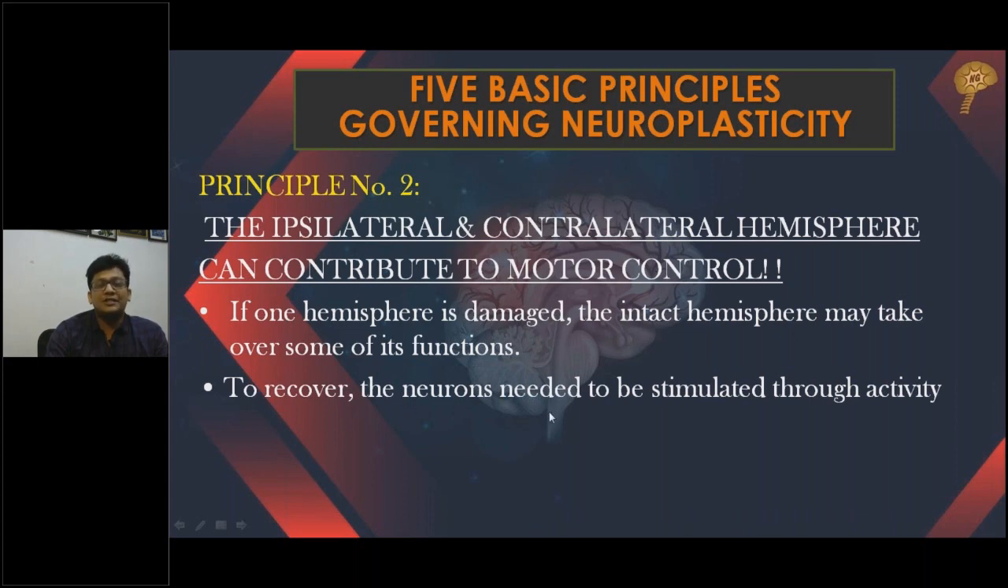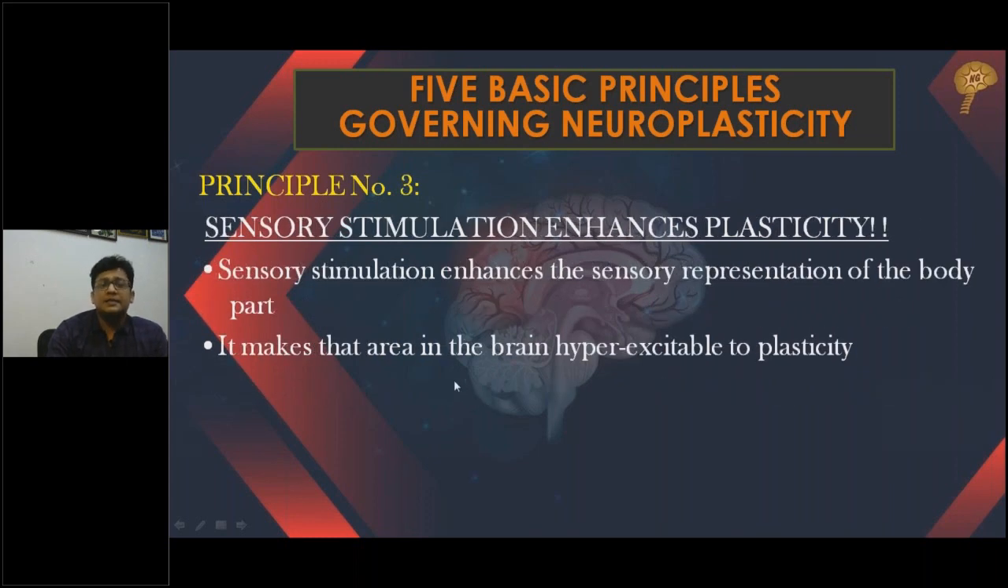To recover, the neurons need to be stimulated through activity. So to stimulate the neurons, the person has to do repetitive activity, and hence new connections can form, and that is known as neuroplasticity. The third principle is sensory stimulation enhances plasticity. Sensory stimulation enhances the sensory representation of the body part. It makes that area in the brain hyperexcitable to plasticity.